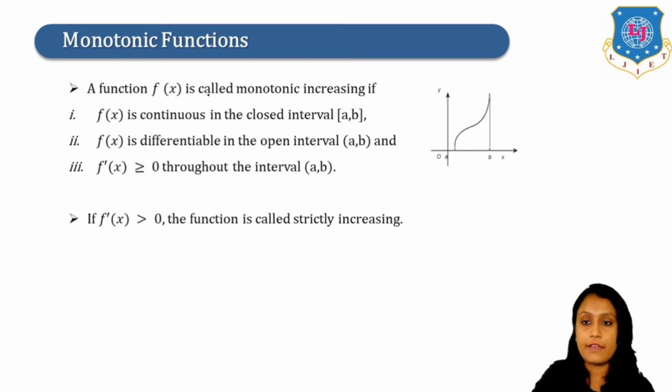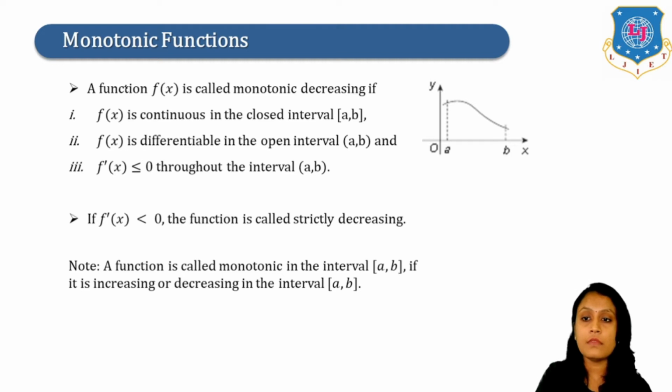A function f(x) is called monotonic increasing if f(x) is continuous in the closed interval [a, b], f(x) is differentiable in the open interval (a, b), and f'(x) is greater than or equal to 0 throughout the interval. If these three conditions hold, then we can say that f(x) is monotonic increasing. Here an increasing function is shown. If f'(x) is greater than 0, then the function is called strictly increasing.